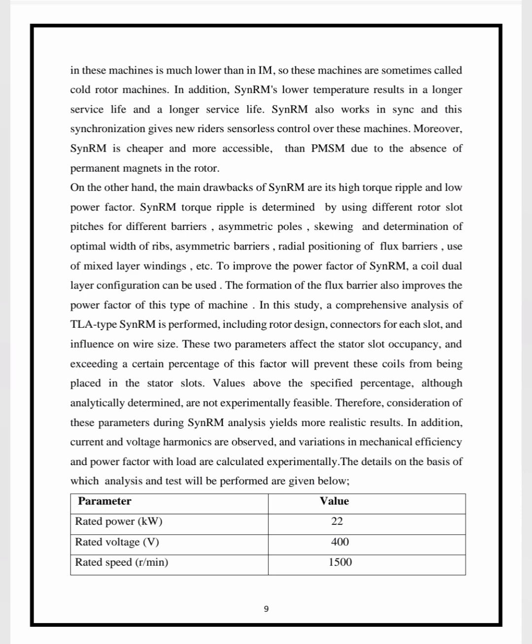TLA types in RM is performed, including rotor design, connectors for each slot, and influence on the wire size. These two parameters affect the stator slot occupancy, and exceeding a certain percentage of these factors prevents the coil from being placed in the stator. The slots present in the machine have the specified percentages, although analytically determined, or not experimentally feasible. Therefore, consideration of these parameters during scenario analysis yields more realistic results.